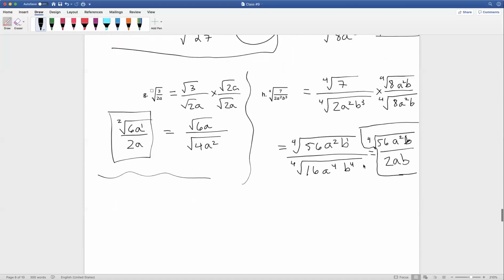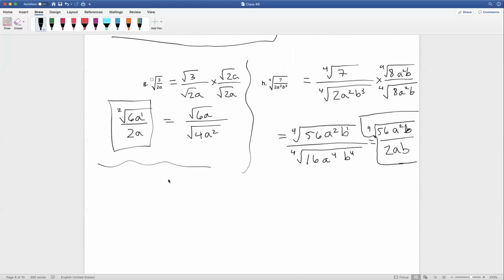Okay, so we talked about how to simplify radicals. Simplifying radicals was fine. We talked about how radicals are the same as rational exponents. Stay tuned because in the upcoming classes, we're going to talk about what it means for us to add, subtract, multiply and divide radicals.